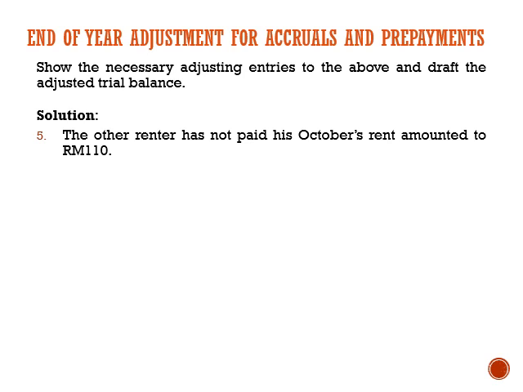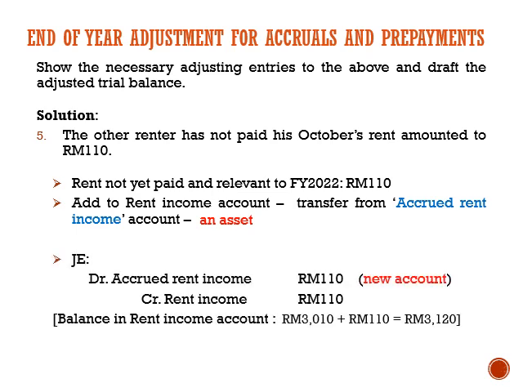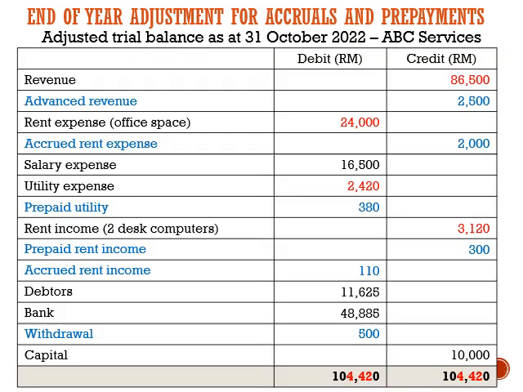Information number 5 also reveals that another renter has not paid his October rent amounting to 110 ringgit. So this will be an amount relevant to financial year 2022 and shall be added to the rent income account and transferred from an accrued income account, which is an asset. The journal entries are as such, and the balance in the rent income account is now increased to 3,120 ringgit. So in the trial balance, the amount of rent income will be increased by the accrued rent income amount and a new account will be created.